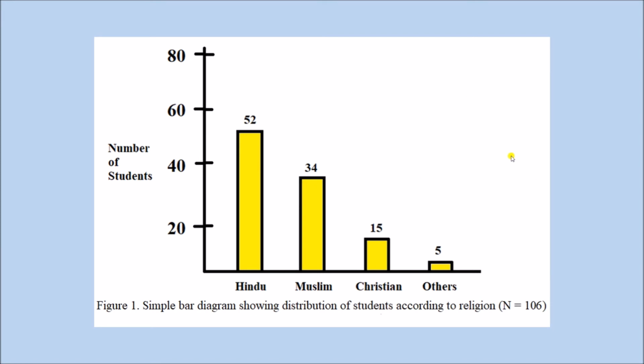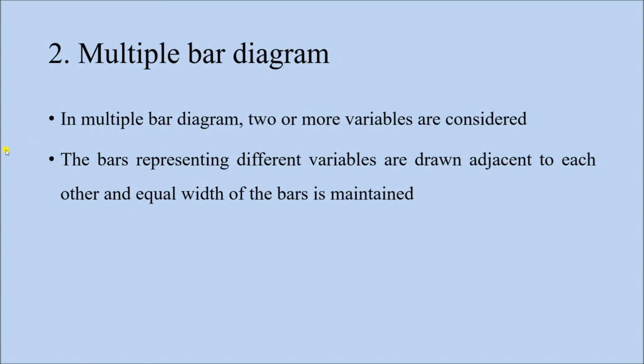Okay, so this is a simple bar diagram, and only one variable is being presented here, that is the religion of the students. Now coming to the next one, that is the multiple bar diagram. In a multiple bar diagram, two or more variables are considered. The bars representing the different variables are drawn adjacent to each other, and equal width of the bar is maintained.